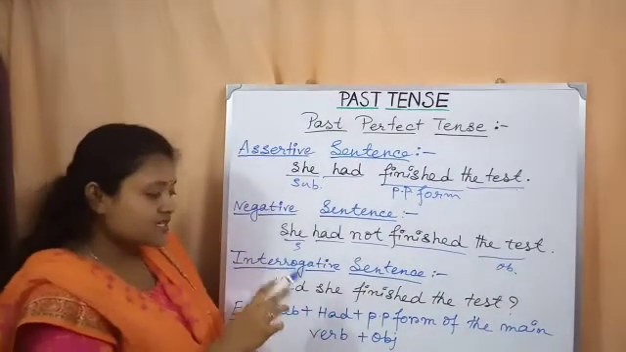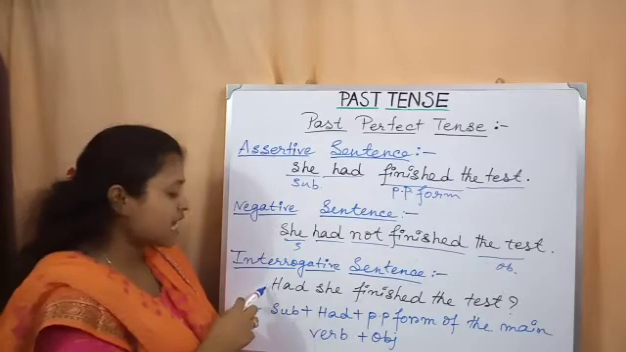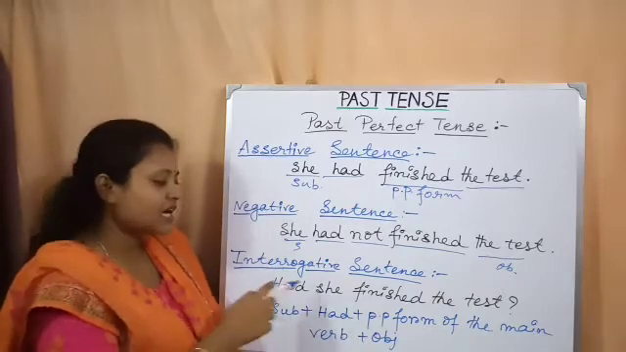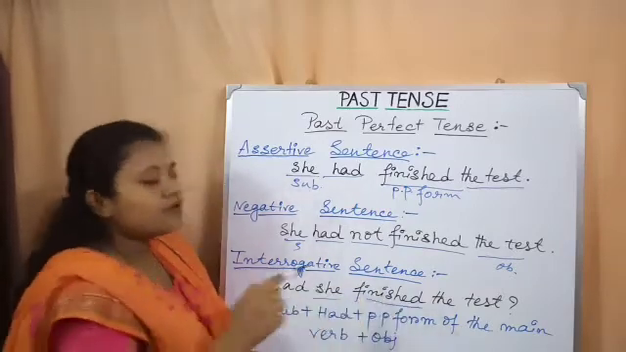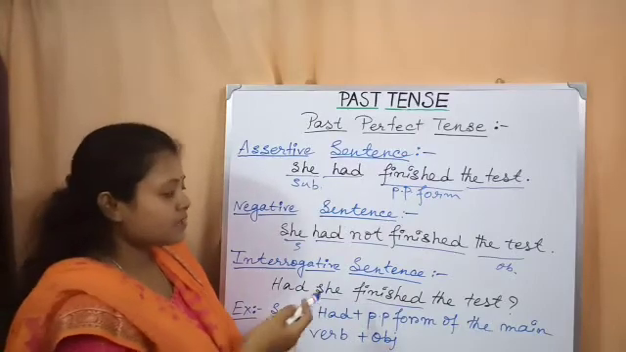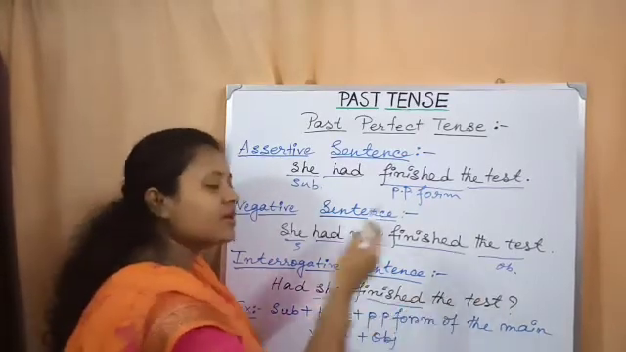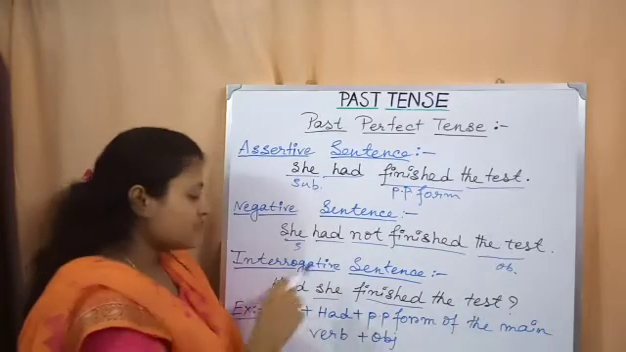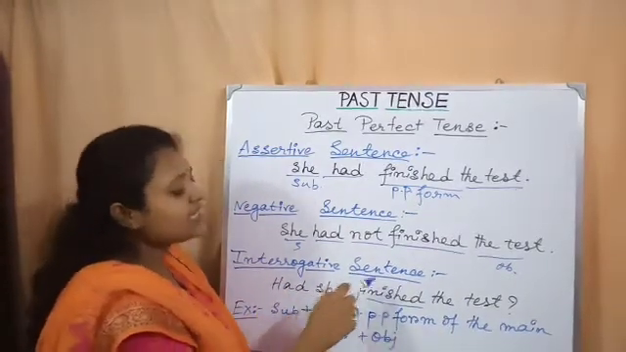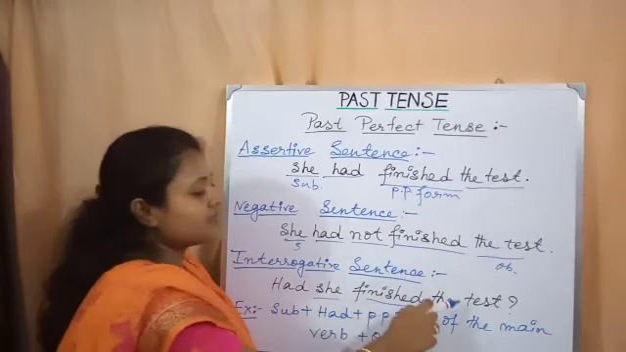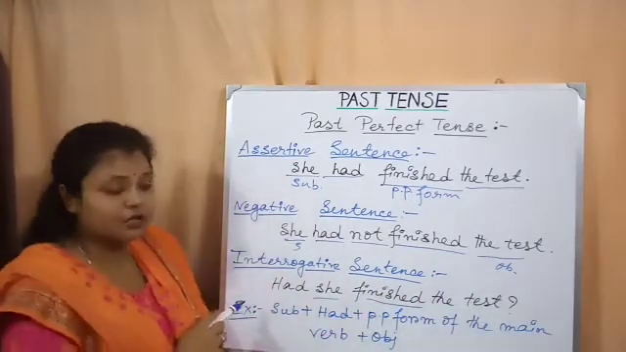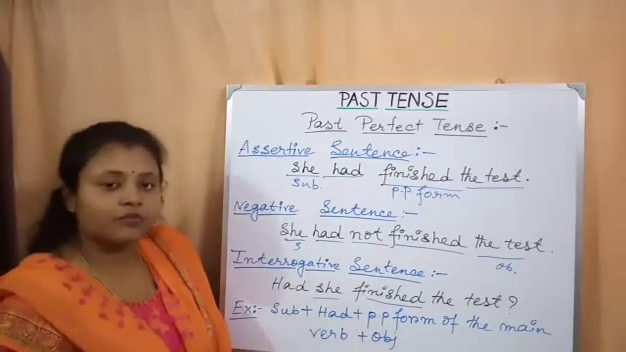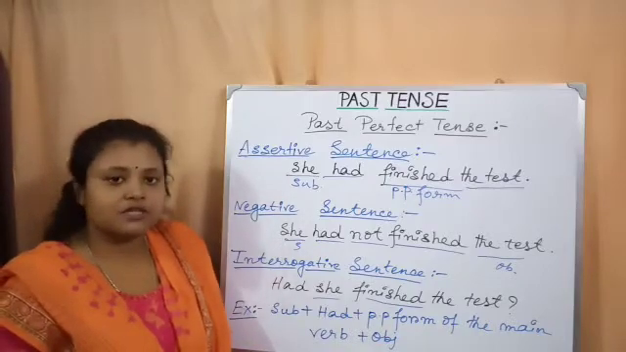So in an interrogative sentence, I told you many a time that you have to start the sentence with the auxiliary verb. So what is the auxiliary verb over here? Had. After that the subject, then the PP form of the main verb, and then the remaining portion of the sentence, then obviously the question mark. Had she finished the test? First the auxiliary verb, then subject, then the PP form of the main verb, then the remaining part of the sentence. So what is the rule? First you have to write the subject, then had, after that the past participle form of the main verb, after that the object.